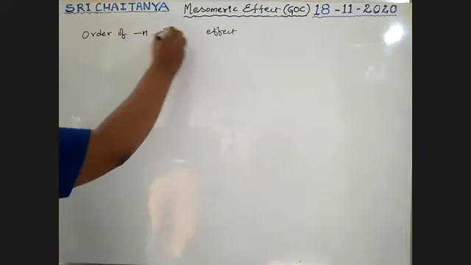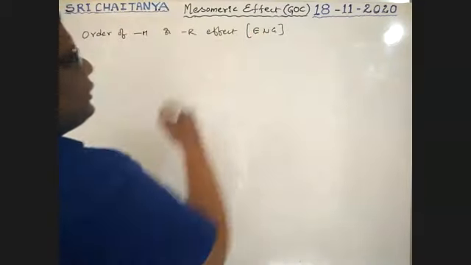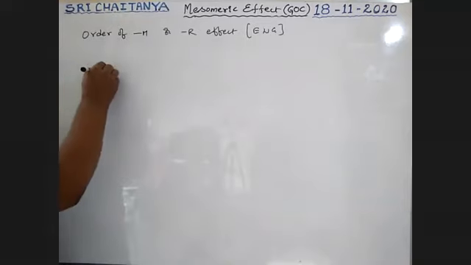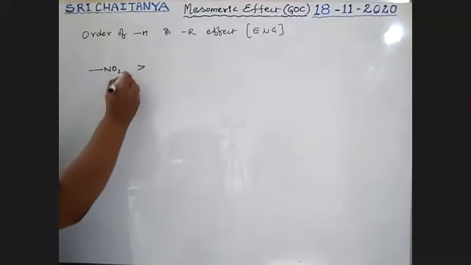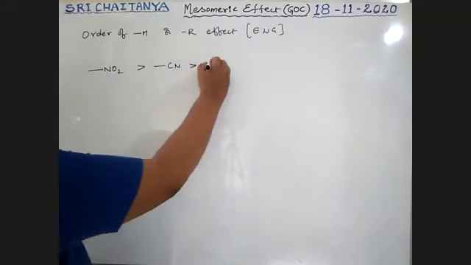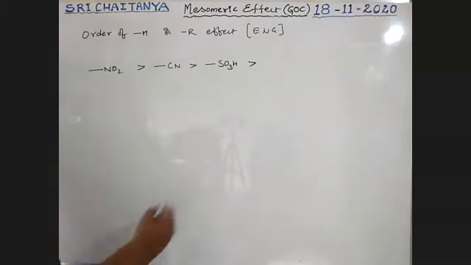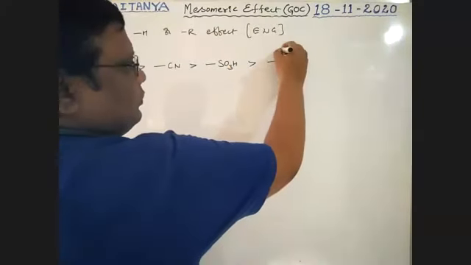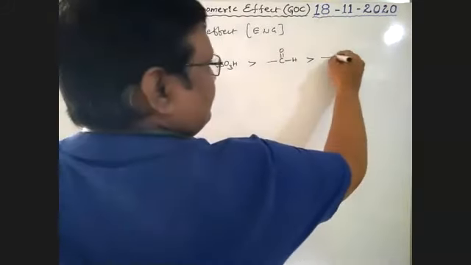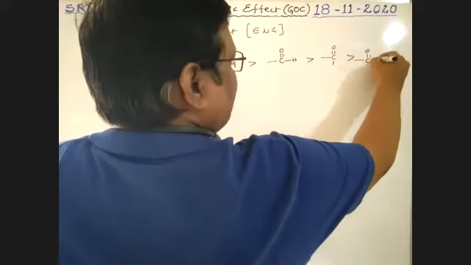Order of minus M or minus R. These are electron withdrawing groups. Highest tendency for NO2 group. NO2 greater than CN greater than SO3H, sulfonic acid, greater than CHO greater than CO greater than COOH.